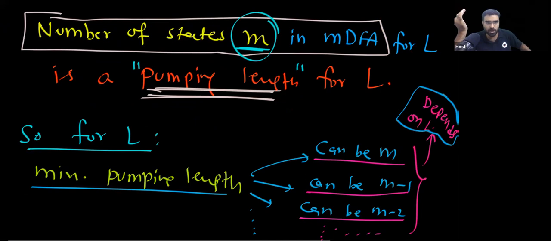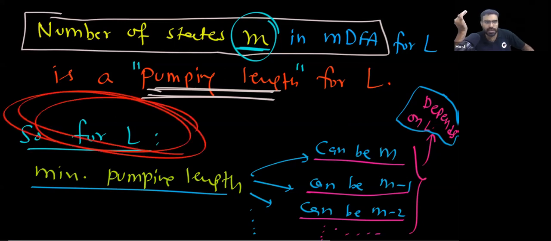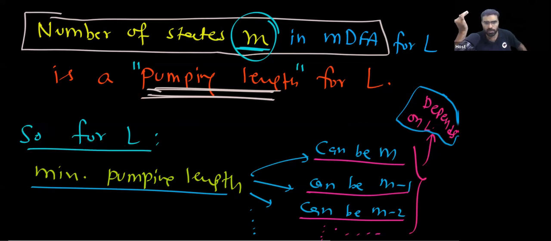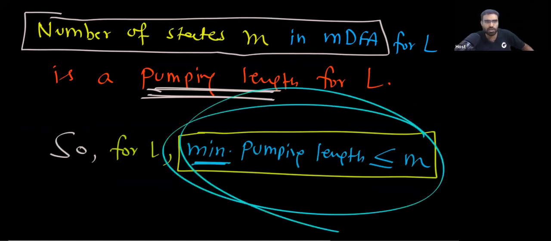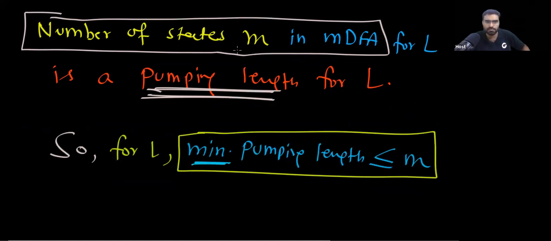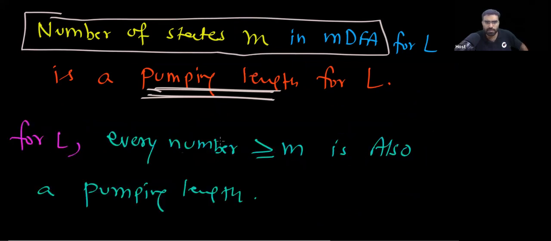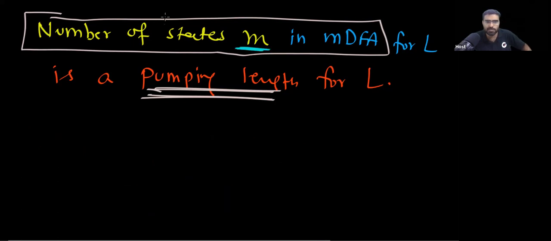We have to analyze and find out. So this is what I'm saying: the minimum pumping length will be less than or equal to M. Please tell me, is this point clear? Let me know. And remember, if M is a pumping length, then every number greater than or equal to M is also a pumping length. This also you know. So this is the simple idea.